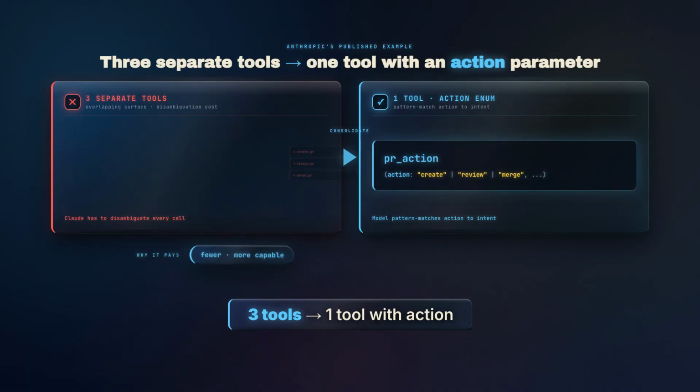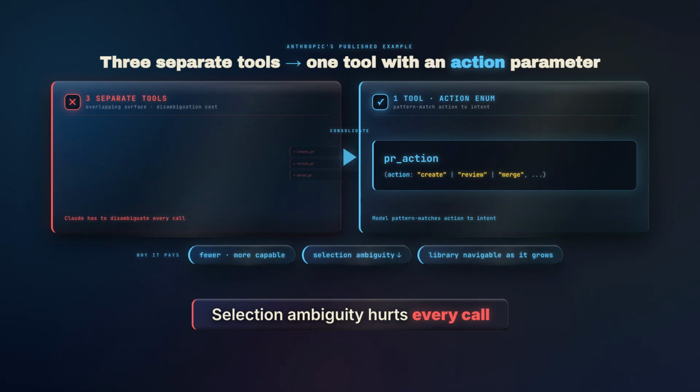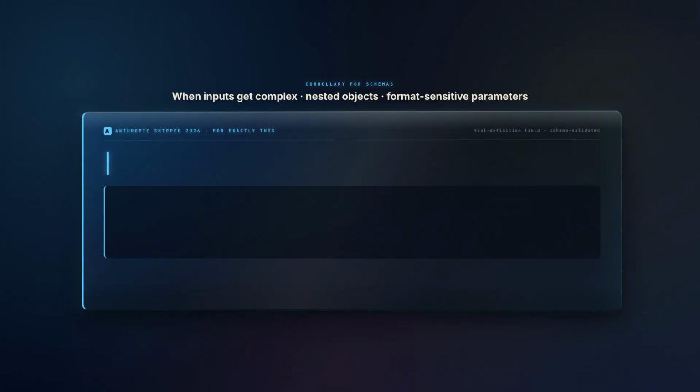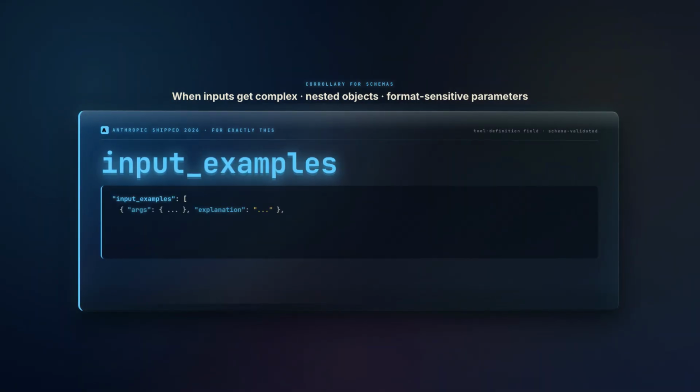Why this matters? Fewer, more capable tools reduce selection ambiguity. The model picks faster, picks more reliably, and your tool surface stays navigable as the library grows. 3 narrow tools that overlap force Claude to disambiguate every call. 1 wide tool with an action enum lets the model do what it's good at, pattern match the action to the user intent. There's a corollary for schemas. When your tool inputs get complex, nested objects, format-sensitive parameters, Anthropic shipped a field in 2026 exactly for this. It's called input_examples. Schema validated examples attached to the tool definition that teach Claude the patterns.